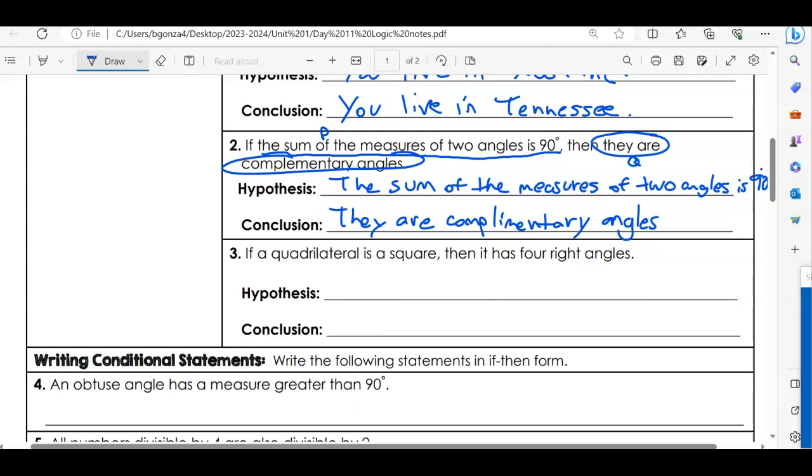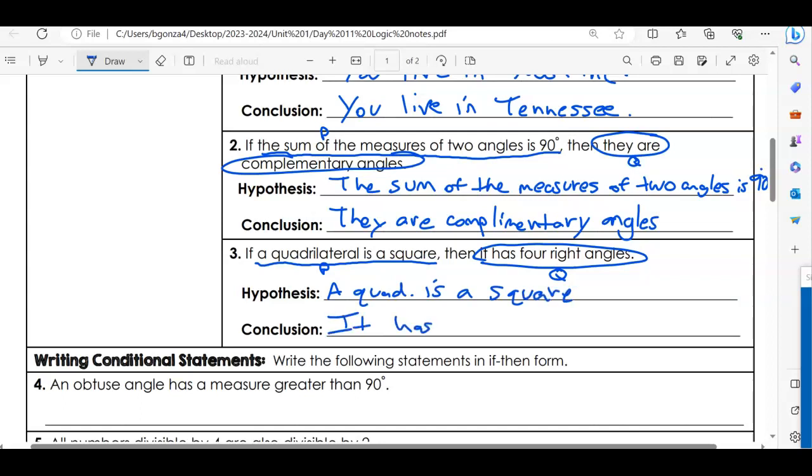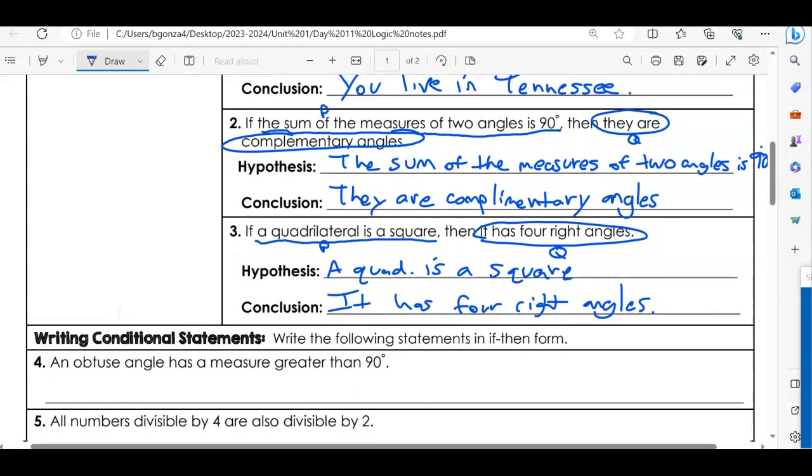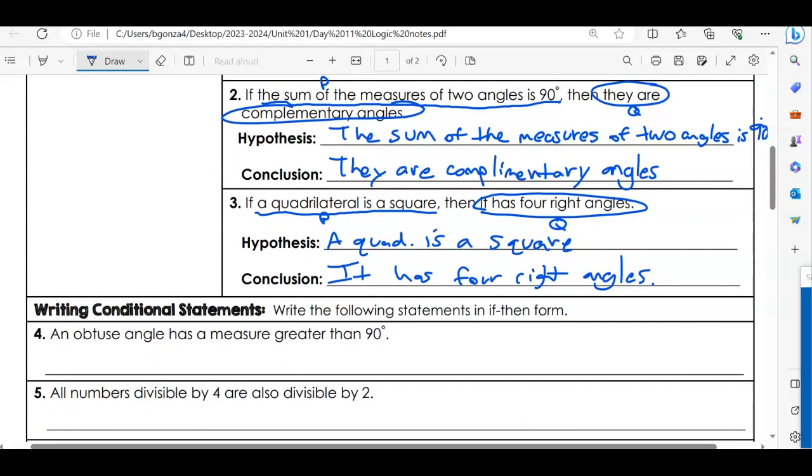Number 3, what's after the if? What's the hypothesis? A quadrilateral is a square, right? Hey, no phones. And then after the then is "it has 4 right angles," that's the Q. So write that down: a quadrilateral is a square; it has 4 right angles. Cool. And then we're going to do 4 and 5, but make sure you got this down.